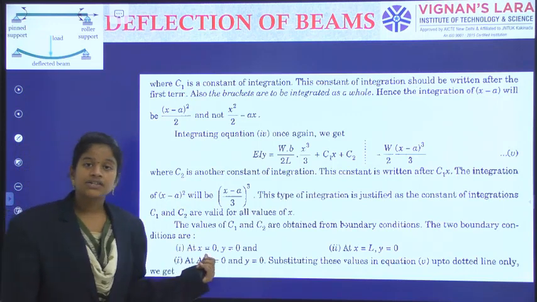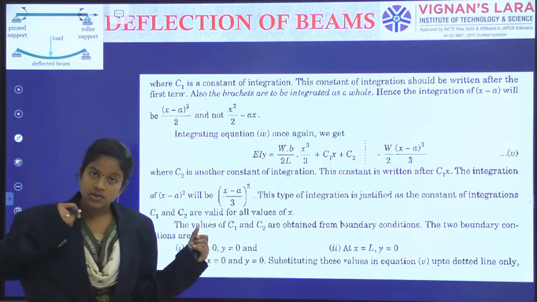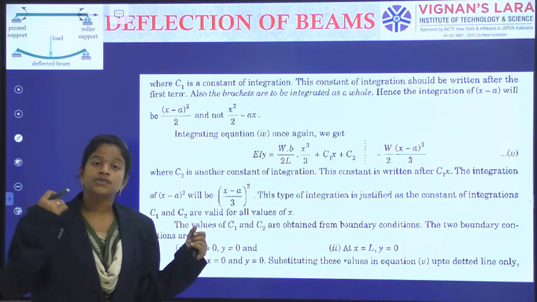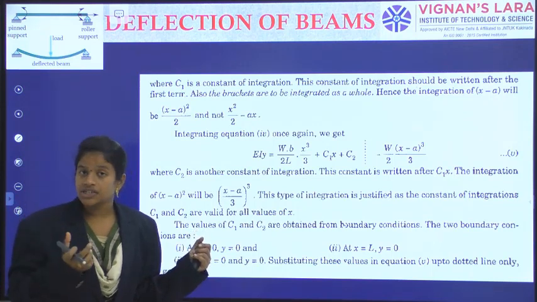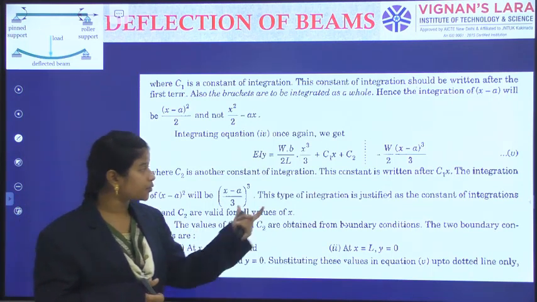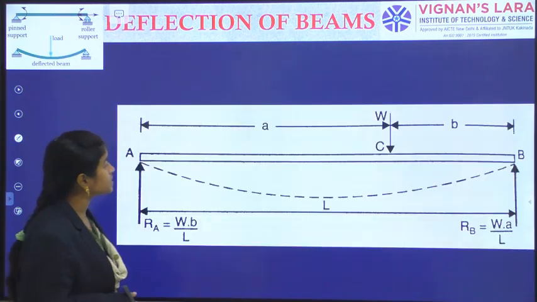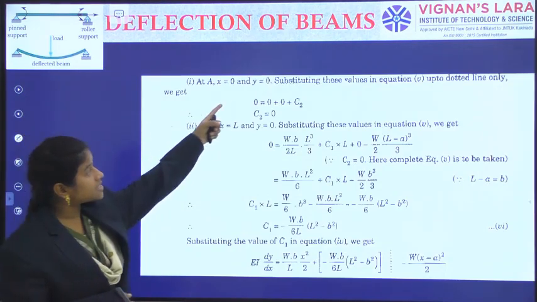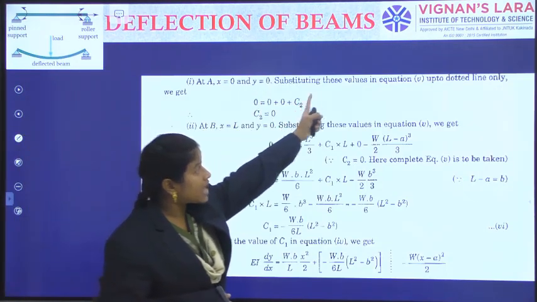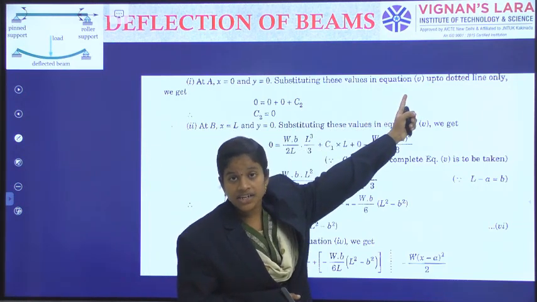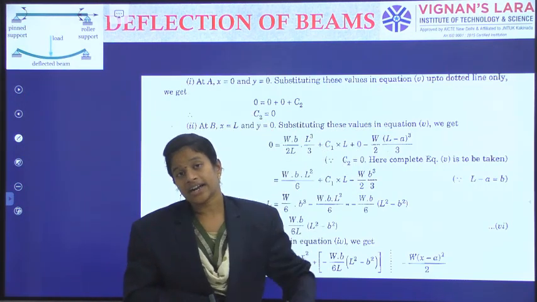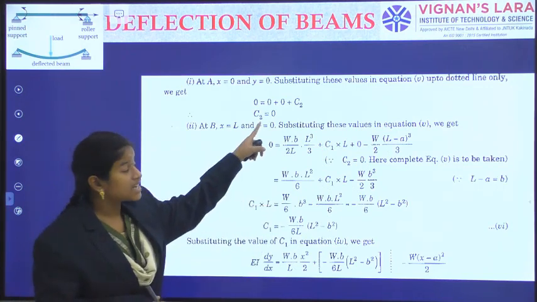And x is equal to 0, where is it located? That is located in between A and C. So, how much of the deflection equation should I take? I should consider up to the dotted line only. In the deflection equation, at x is equal to 0, y is equal to 0. Substituting these values in the deflection equation up to the dotted line, we will get C2 is equal to 0.